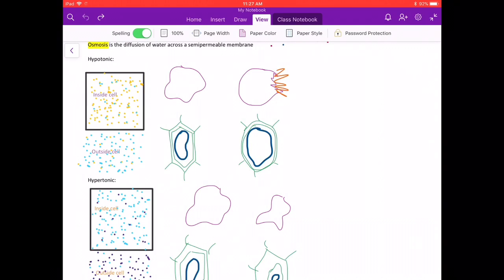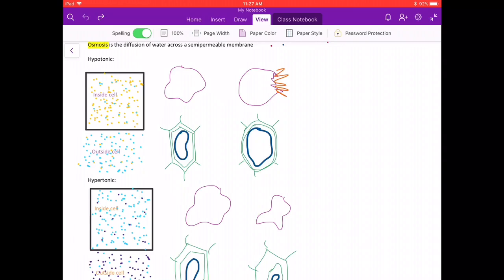The second type is osmosis, which is the diffusion of water across a semi-permeable membrane. A greater osmotic pressure tends to indicate that water will more likely flow in that direction. There are three types of solutions that cells can be in. The first one is hypotonic.